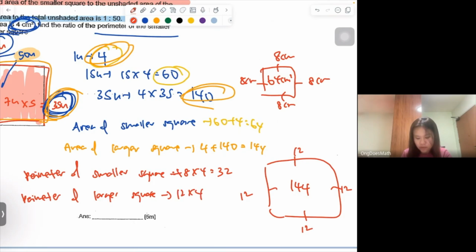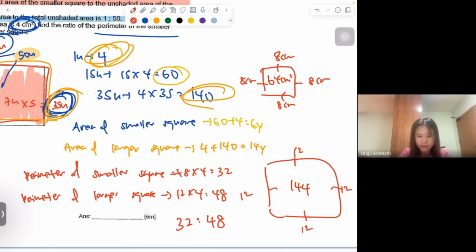12 times 4, which should give you 48. Okay, so now that you have all the information you want, you can find the ratio. So the ratio of the perimeter of smaller square to larger square is just 32 is to 48. So simplifying using your calculator.